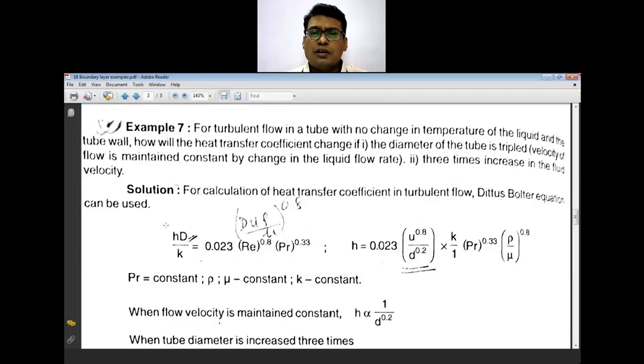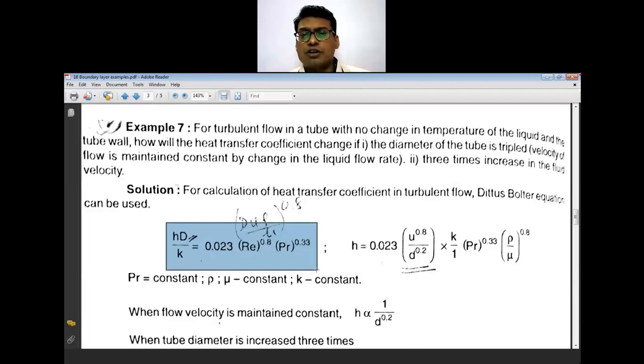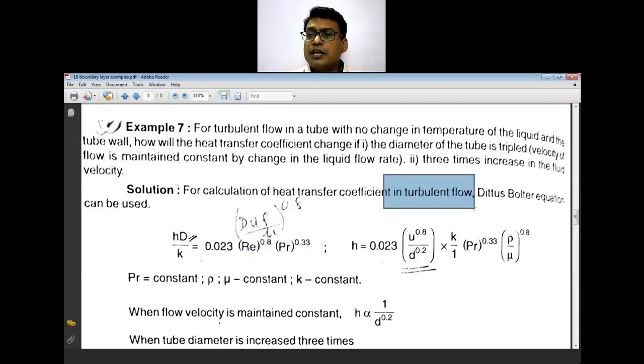So our formula is Hd over k, the Nusselt number, which is equal to 0.023 into Reynolds number raised to 0.8 into Prandtl number raised to 0.33. So this is our formula to calculate the heat transfer coefficient in turbulent flow condition. This equation is called the Dittus-Boelter equation, and it is used for turbulent flow conditions.